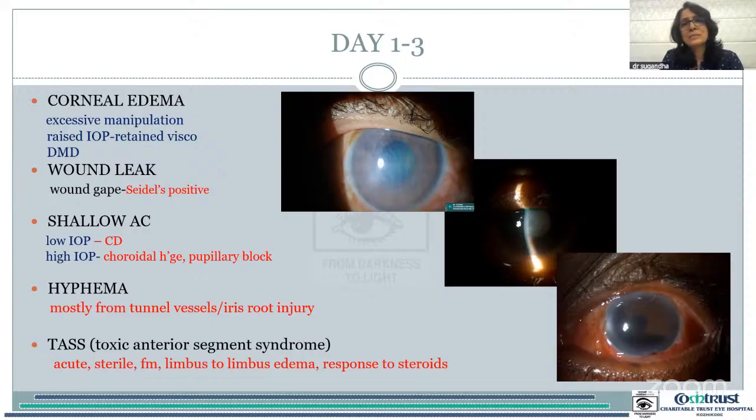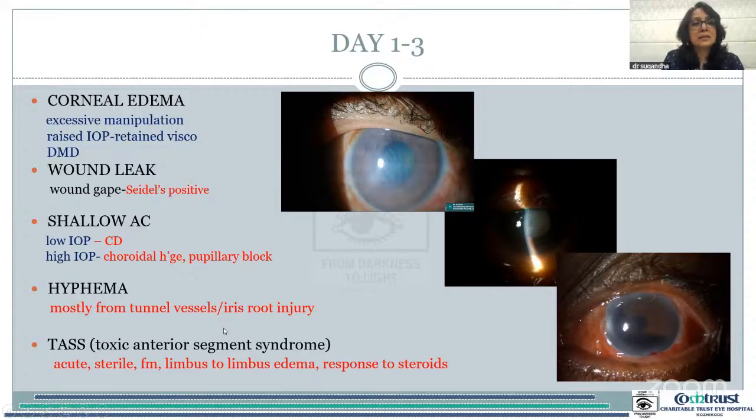Worst case scenario is a Descemet's detachment, but the surgeon would know if there was any difficulty with the surgery and there was a Descemet's detachment. It would be seen intraoperatively, and of course raise the suspicion of DMD in a persistent corneal edema. You would have to go for an ASOCT to confirm it. Then a wound leak, wound gape, it would be Seidel's positive. A shallow AC could be with a low IOP or a high IOP. There are very good algorithms for the management of those in standard textbooks, so I'm not going to go into details of that because of lack of time. Hyphema, like I said, mostly from tunnel vessels.